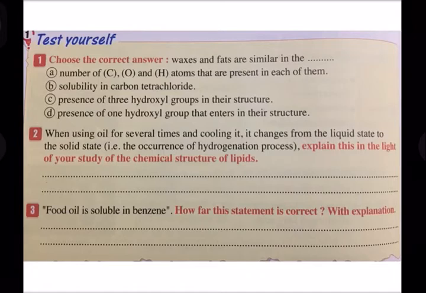Number 3: food oil is soluble in benzene. How far this statement is correct؟ طبعا this statement is correct. With explanation هنقول because the food oil is insoluble in water اللي هي polar solvent and soluble in non-polar solvents زي البنزين والكربون tetrachloride.